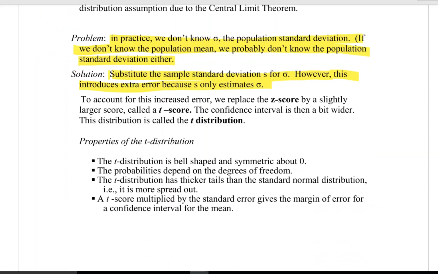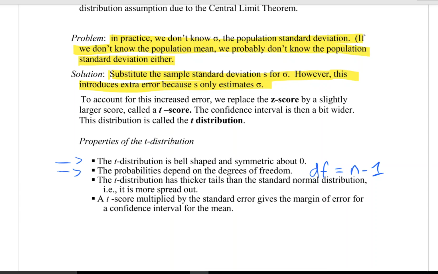The t-distribution is bell-shaped and symmetric about 0, just like the standard normal distribution is. Its probabilities depend on the degrees of freedom. So we actually have infinitely many t-distributions, and we're going to use the t-distribution for the appropriate degrees of freedom for our particular sample. Degrees of freedom is actually very easy to determine. It's just our sample size minus 1.